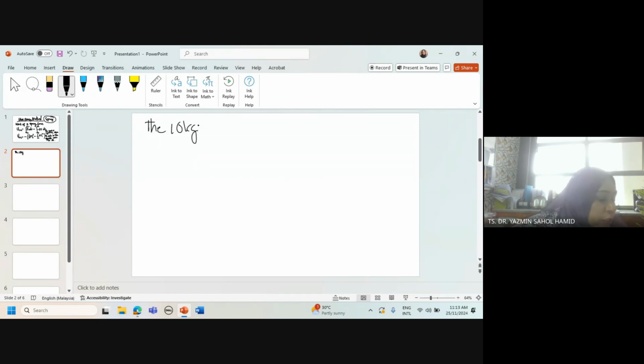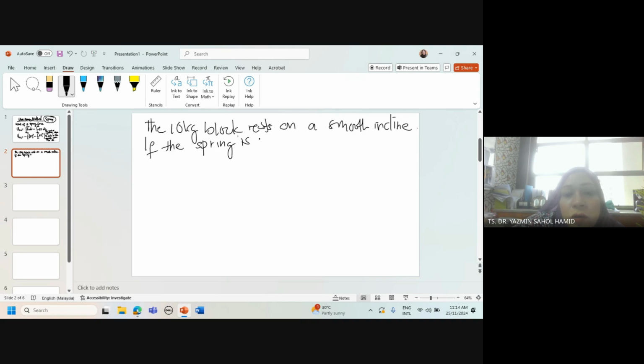The 10 kg block rests on a smooth incline. In this question, the incline is a smooth surface, there is no friction. Now if the spring is originally stretched 0.5 meters.